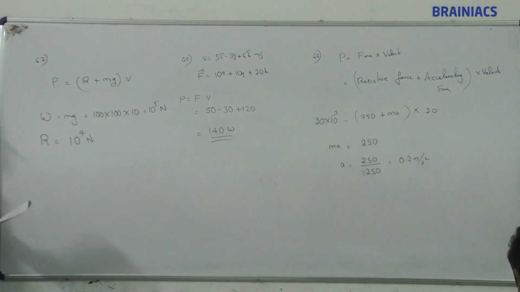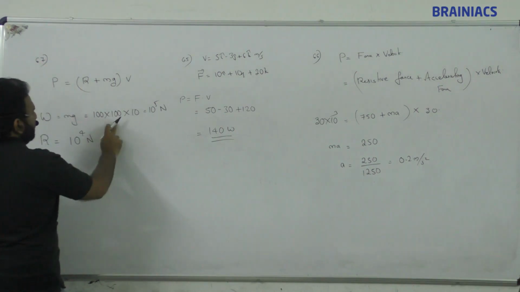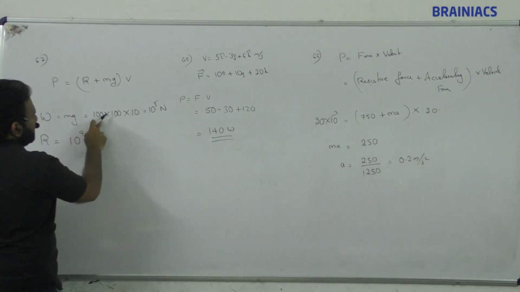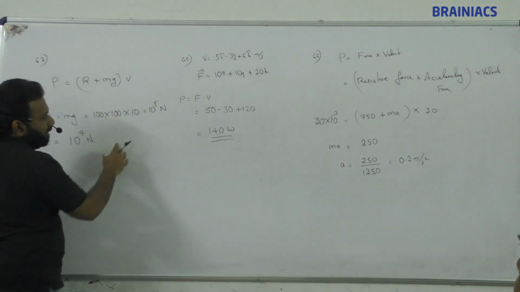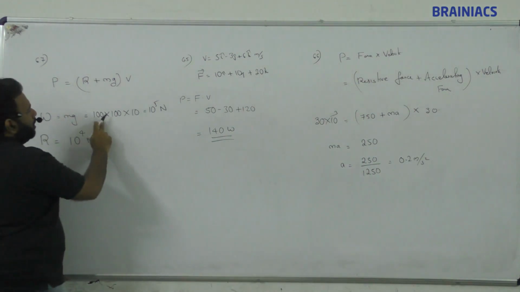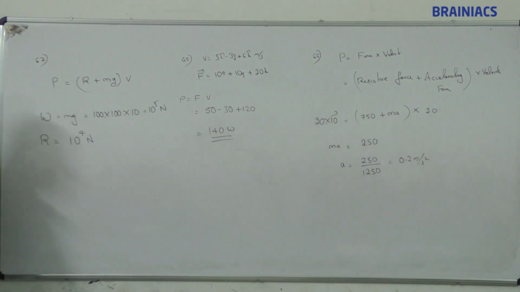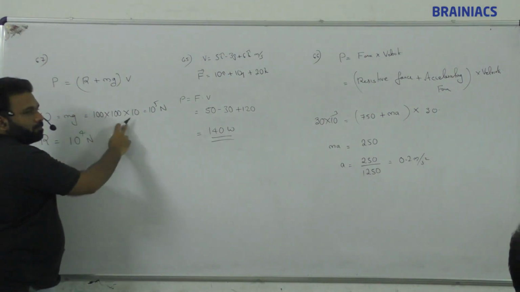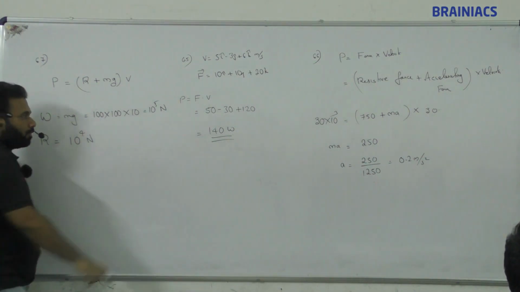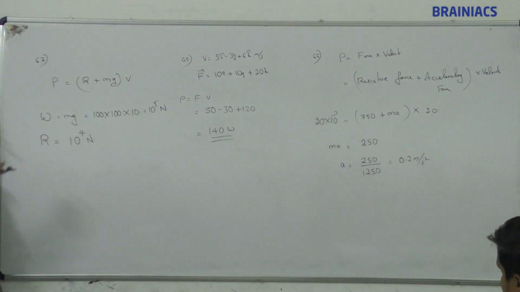Clear? 100 into 1000. Yes. Mass is 100 quintals. Oh, you are saying 100 quintals is 1000 kilo. This 100 into 1000 into 10. Okay, we'll settle, we'll see. Let's put here 10 raised to 5, later we'll confirm. So mg is 10 raised to 5 Newton.